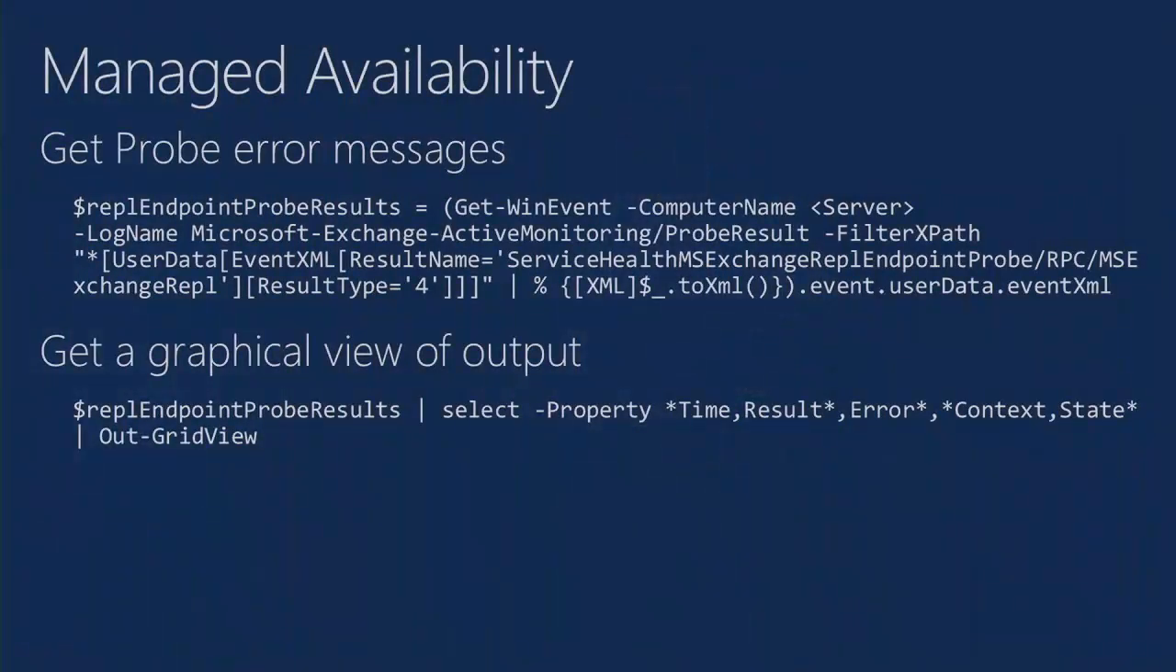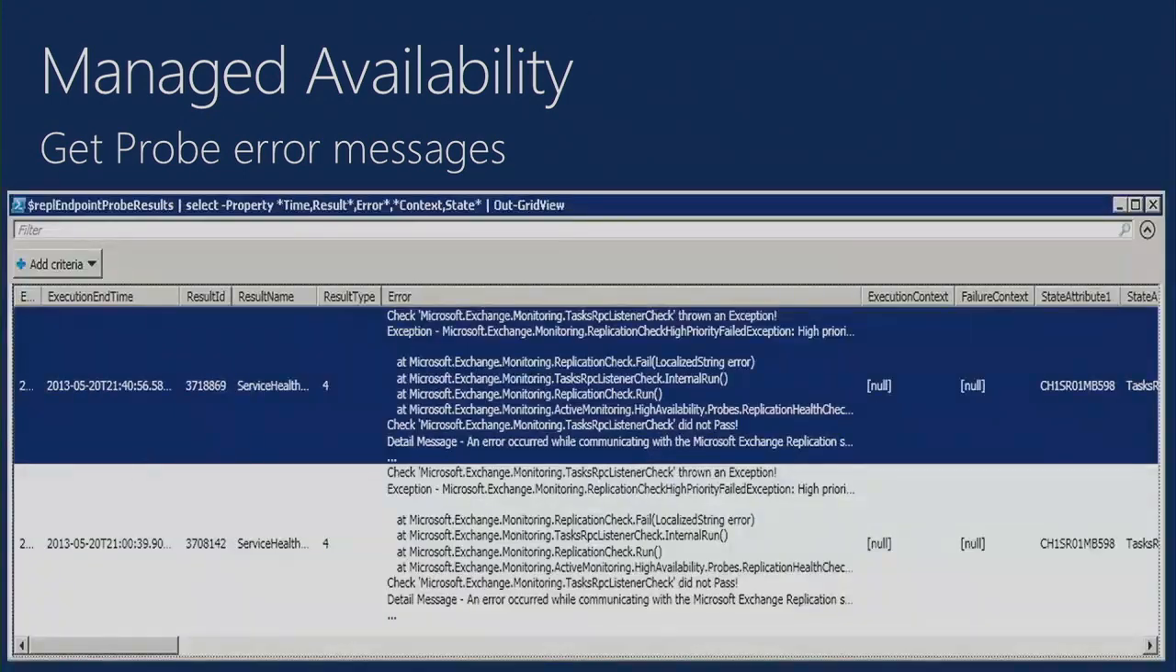Now, you can also get probe error messages as well. So when a probe does encounter some sort of error, we also log those. And again, we log them in the probe result event log inside Crimson Channel. And not only can you get an XML view, but the second one, we can also pipe that to out-grid view and get a very nice graphical interface as to what that looks like right there. Okay, so that's pretty good.